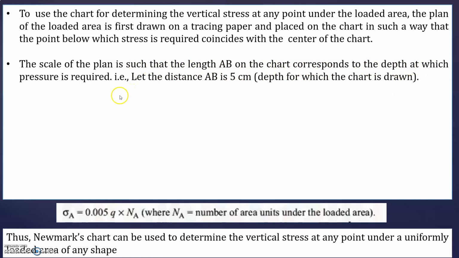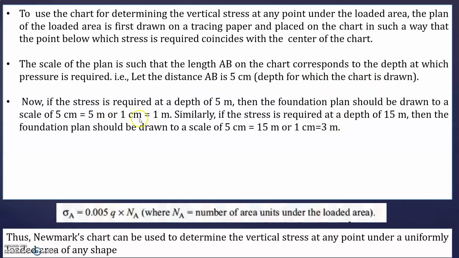That line AB shows the depth at which the pressure is required. Let the distance AB be 5 centimeter, the depth for which the chart is drawn. Now, if the stress is required at a depth of 5 meter, then the foundation plan should be drawn to a scale of 5 centimeter. How? 5 centimeter is equal to 5 meter because AB is 5 centimeter. But now we have to find at a depth of 5 meter, so 5 centimeter is equal to 5 meter. So 1 centimeter becomes 1 centimeter equal to 1 meter.